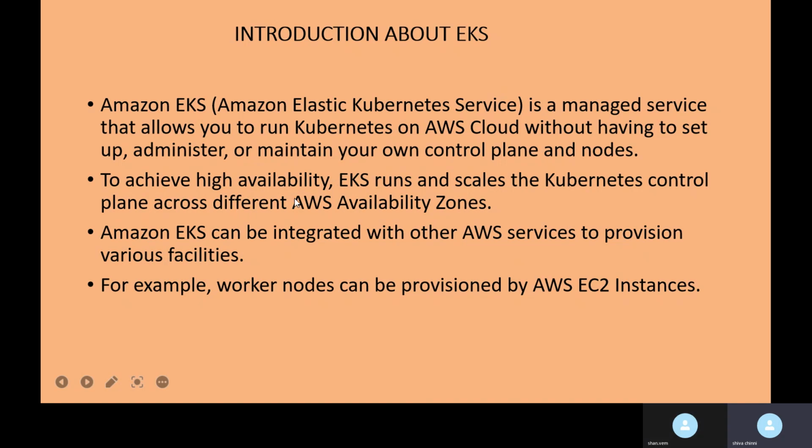To achieve high availability with EKS, it runs the Kubernetes control plane across different availability zones in our AWS cloud. So we can integrate EKS with other services as well to provision various facilities and access other features also. For example, you can connect worker nodes with AWS EC2 instances. So this is our EKS introduction.